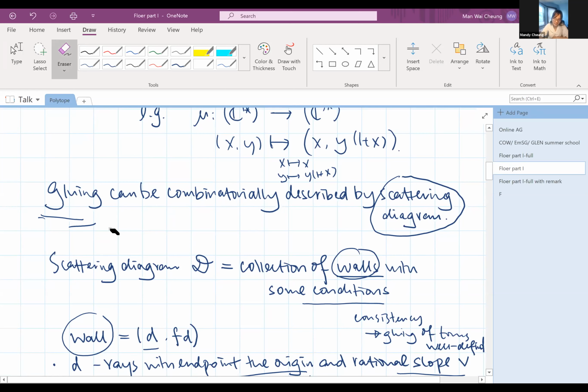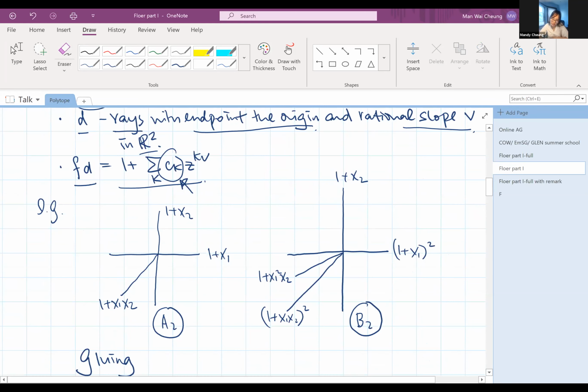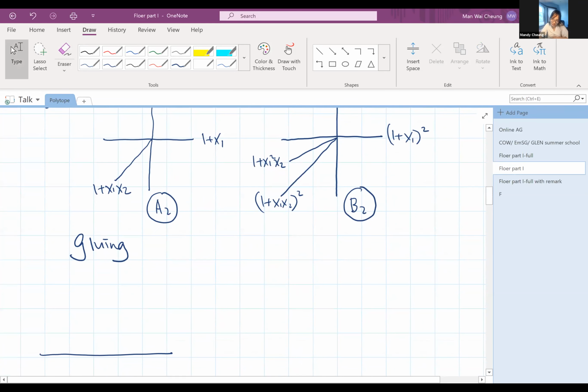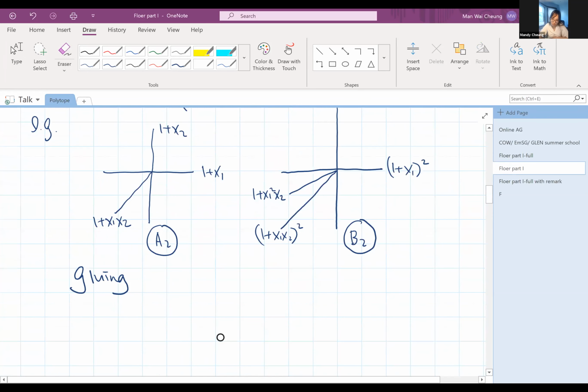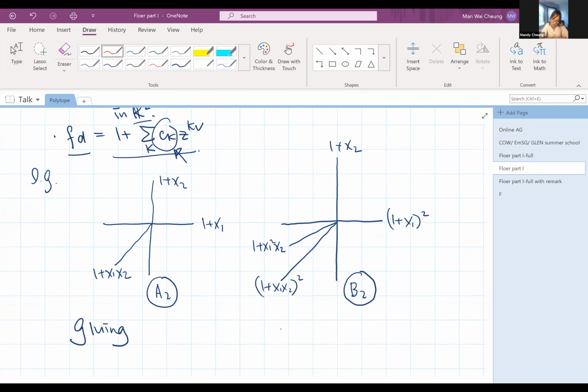I'm telling you that the scattering diagram, up to this minute, is telling me how to construct a cluster variety, how to do the gluing. So how do I do that? I have this scattering diagram there, which is, let's say, A2. I can go back to this one. What I do is I just associate a torus to the maximal cone, or we can just call it a chamber.